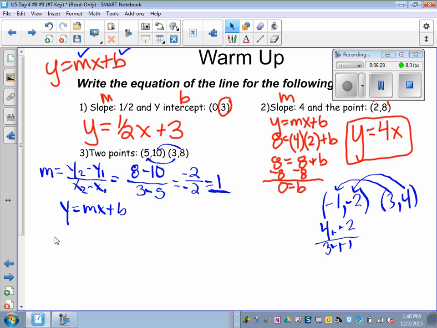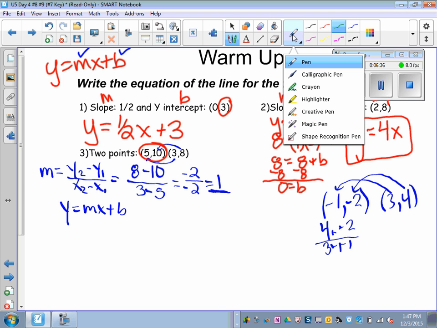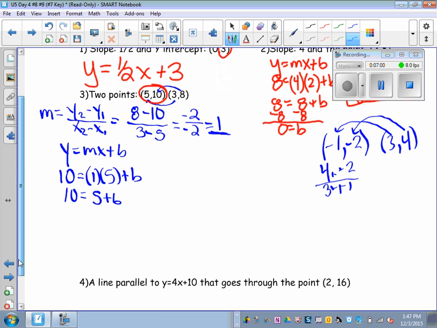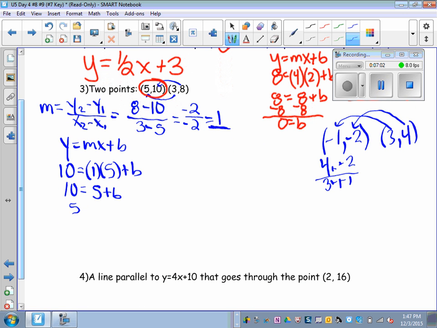Okay, so in order to find my y and x, I just pick one of my points. I'm just going to pick the first one. Alright, so from here, what is my y value? 10. My m is what we just found, 1. X is 5 plus b. So we get 10 equals 5 plus b. Subtract 5, and I get 5 as b.